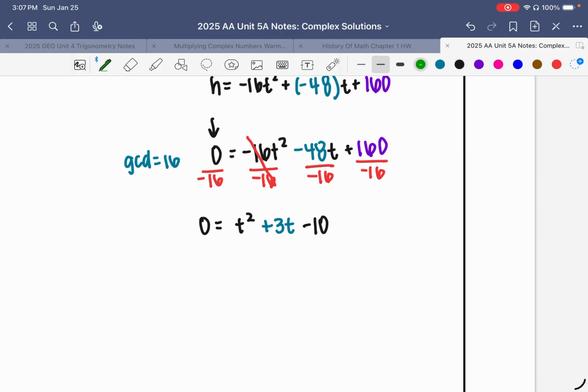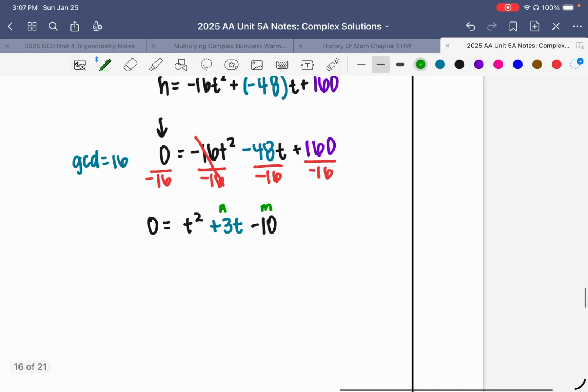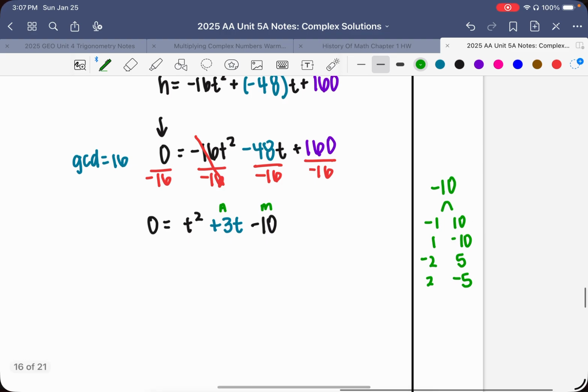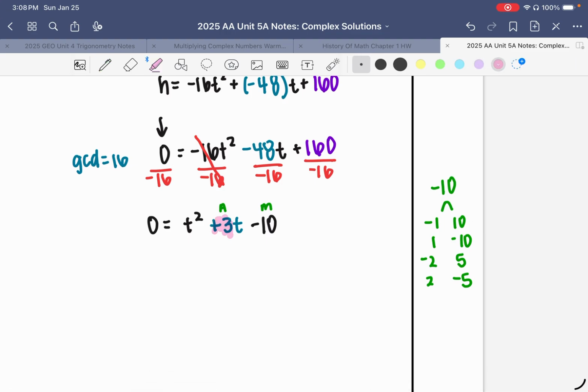So I am going to think of two numbers that multiply to give me negative 10, but add to give me positive 3, and I'm going to do that over here on the side. Factors of negative 10 are negative 1 and positive 10, 1 and negative 10, negative 2 and positive 5, and 2 and negative 5. And of all of these groupings, when I add them, the only one that gives me positive 3 is this grouping.